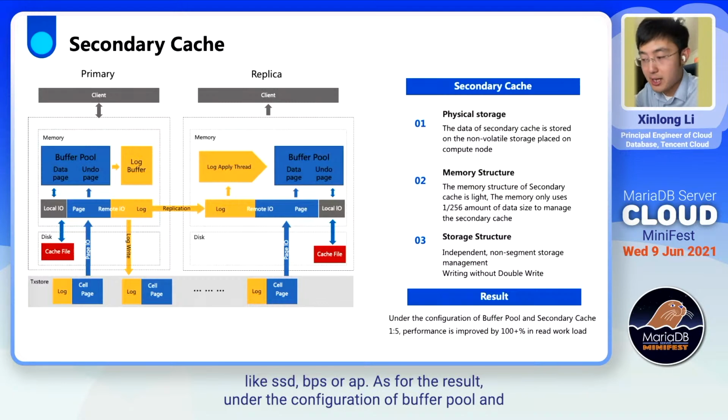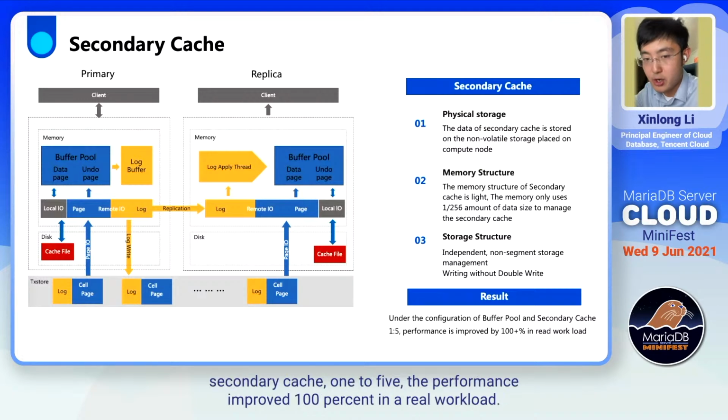As a result, under a buffer pool to secondary cache configuration of 1 to 5, the performance improved 100% in read workload.